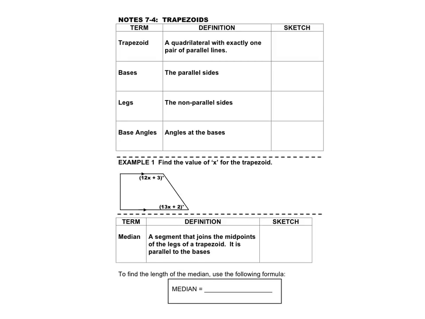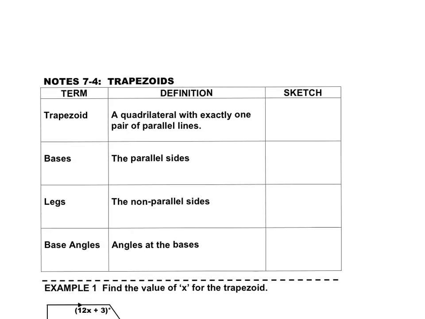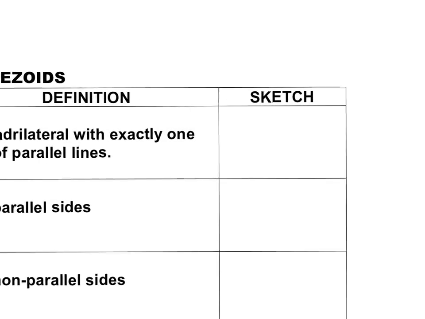All right, guys, so today we're getting out of parallelograms. And remember, we had parallelograms that broke into rectangles, a rhombus, and a square. Trapezoids are not parallelograms because they don't have two sets of parallel sides. They have one set of parallel sides, but it is still a quadrilateral.